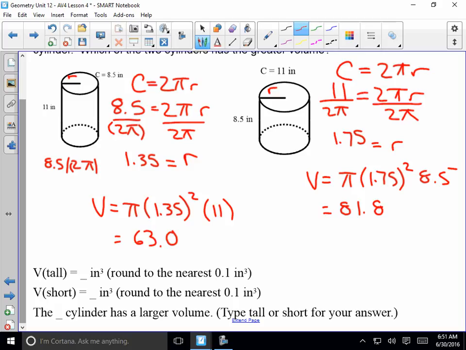Okay, so we can see there's a pretty big difference in the volume of these two cylinders that we can make based on that. When we look at tall versus short, the tall cylinder has a volume of 63.0 inches cubed. The short cylinder with the bigger base has a volume of 81.8 inches cubed. So the cylinder that has the larger volume is the short cylinder.